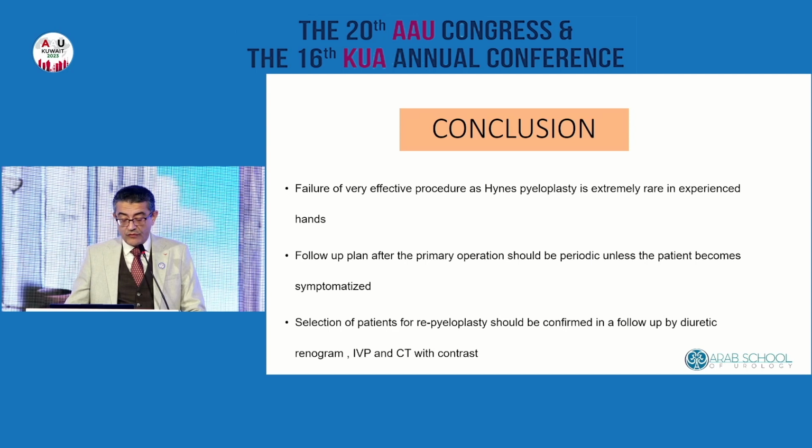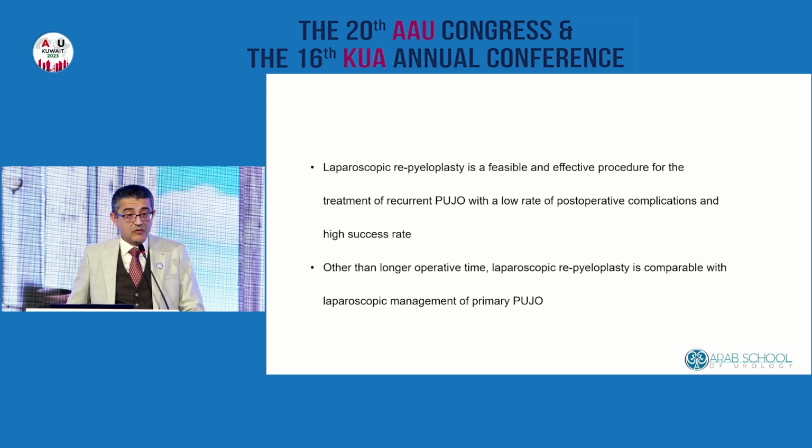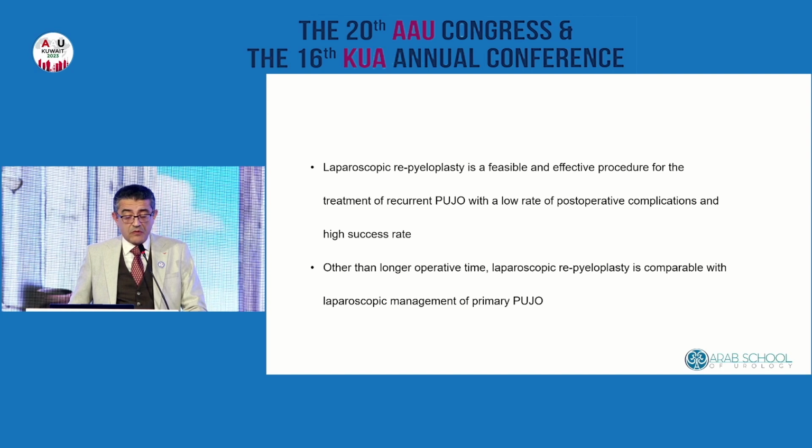Selection of patients for redo pyeloplasty should be confirmed in the follow-up by diuretic renogram, IVP, or CT with contrast. Laparoscopic pyeloplasty is a feasible and effective procedure for the treatment of recurrent PUJ obstruction, with a low rate of postoperative complications and a high success rate. Other than longer operative time, laparoscopic pyeloplasty is comparable with laparoscopic management of primary PUJ obstruction.